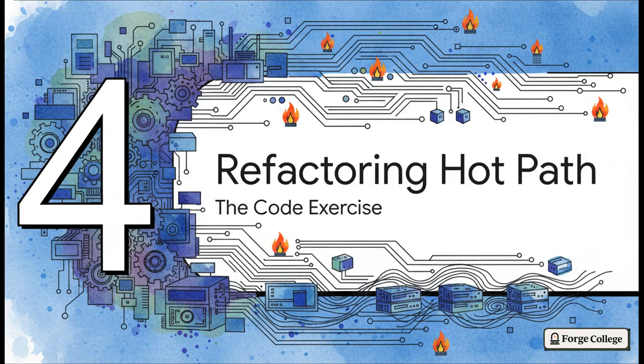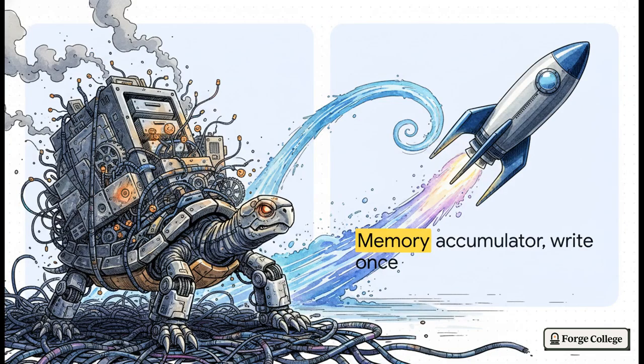Which brings us to section 4, refactoring the hot path. The code exercise. Check out our original .sol on the left. We have a storage write happening directly inside a loop.